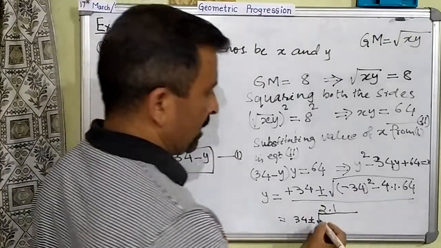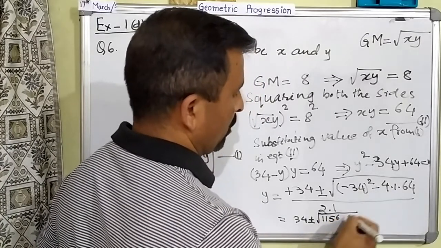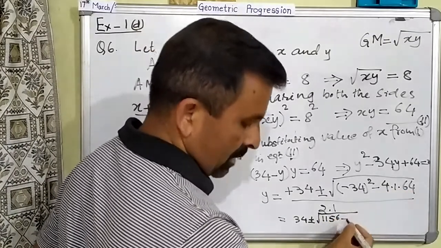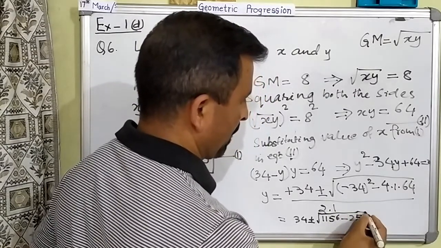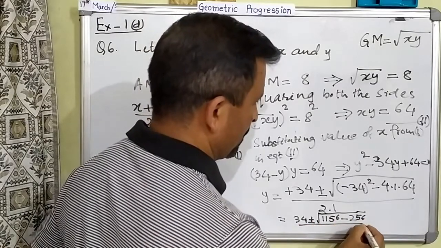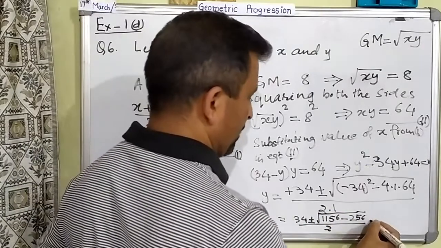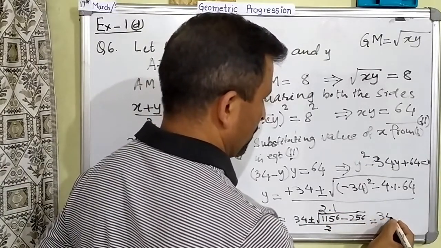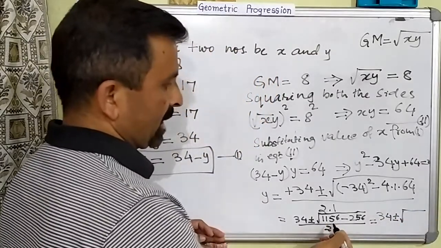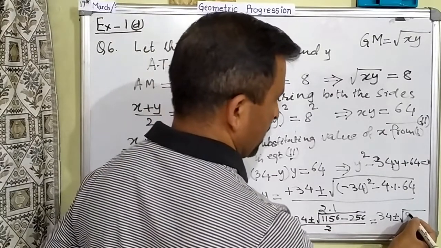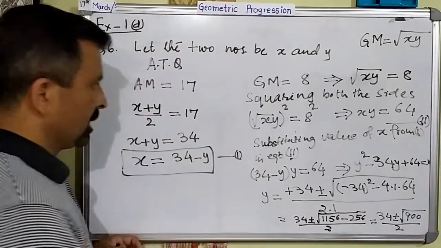34 plus minus root over 34 square is 1156. Now minus 4 into 64 is 256, divided by 2, because 2 into 1 is 2. Further we can simplify. This is 34 plus minus root over, now when you subtract this, this will become 900. This is 900 divided by 2. Is it okay?